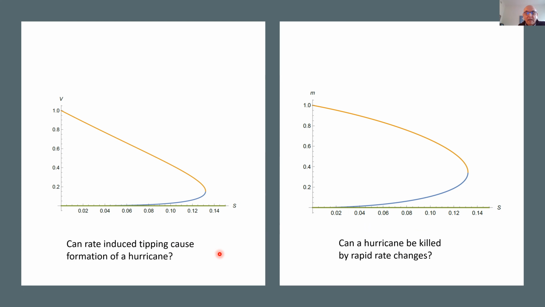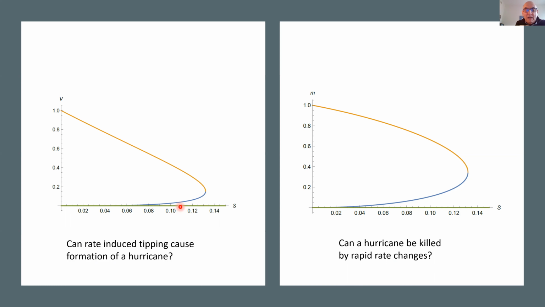So I'll ask two questions. First of all, can rate-induced tipping cause the formation of a hurricane? In other words, if one of these parameters changed drastically enough, rapidly enough, could you form a hurricane? And secondly, can you kill a hurricane by rapid rate changes? The answer to the first question in this model is no, because the zero hurricane state is just a zero state. It doesn't move. To have rate-induced tipping, your state basically has to be moving in phase space. Remember, in this forward basin stability idea, you have to get into the basin of another state. Although that doesn't work in higher dimensions, you won't get tipping without that. So it is still a necessary condition. It's not sufficient.